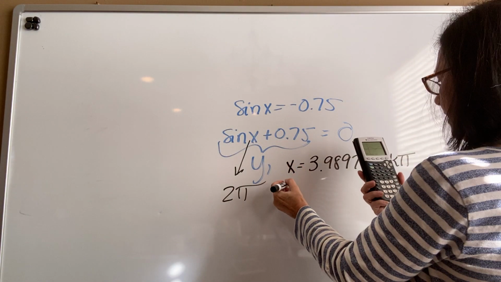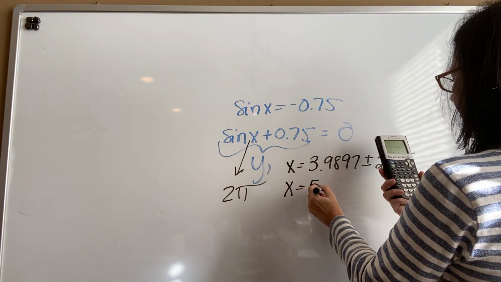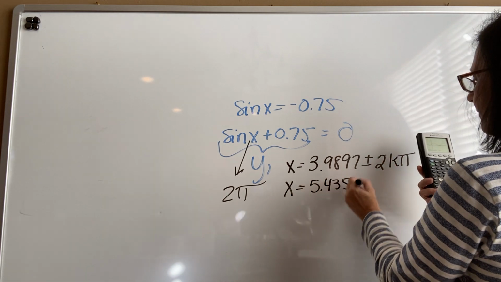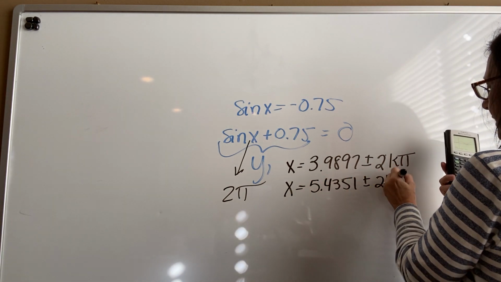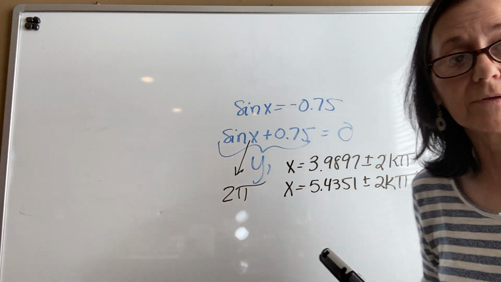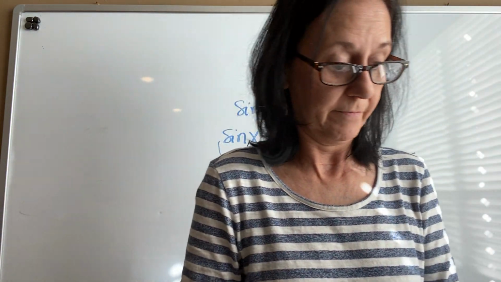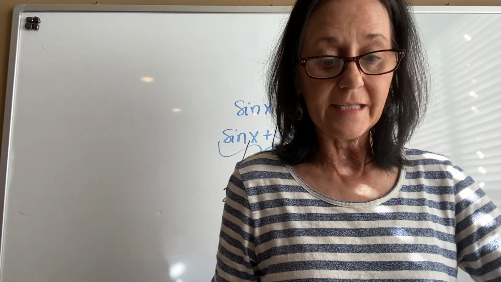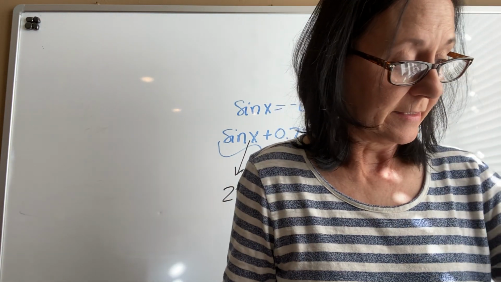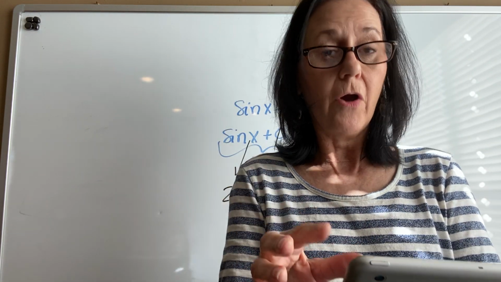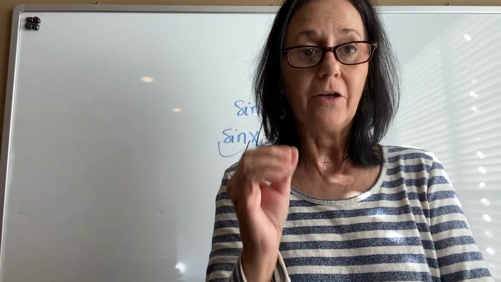So this 0 is x equals 5.4351 plus or minus 2k pi. K being any number. 1, 2, 3, 4, 5, 6, 7, all numbers actually. All integers, okay? All right, so that is the 2 methods. Now, and those are your basic equations.